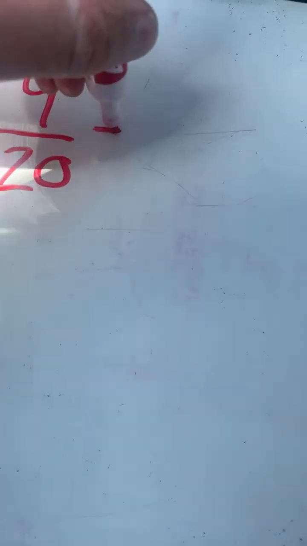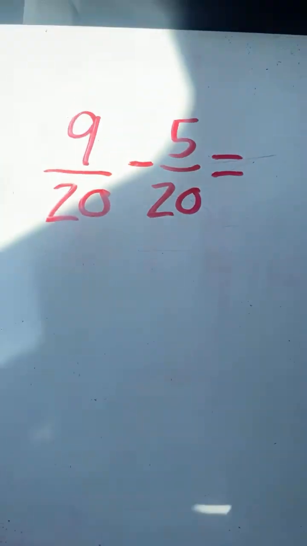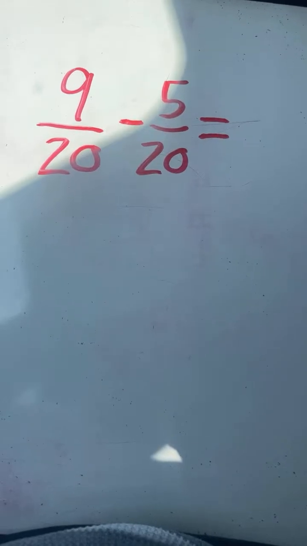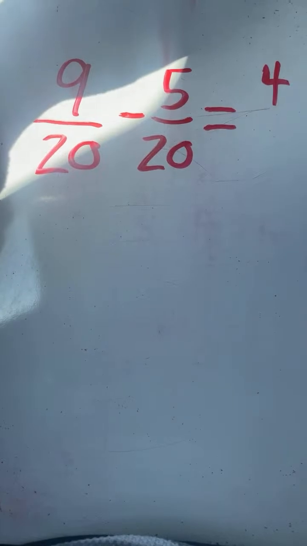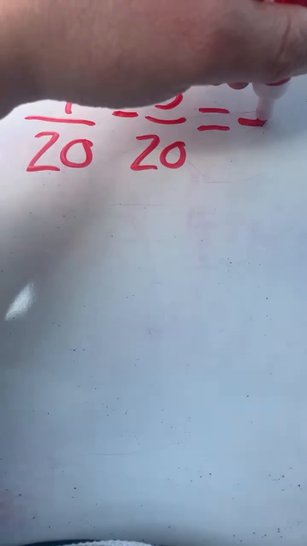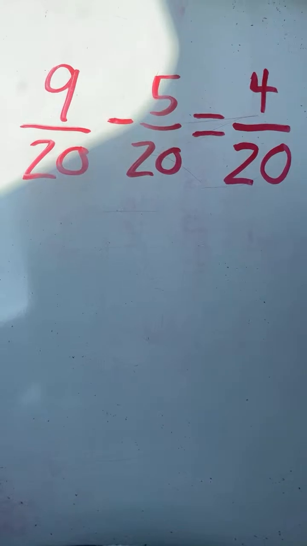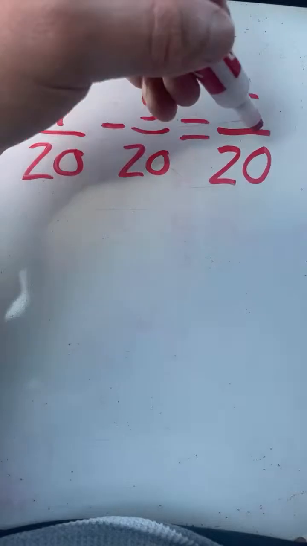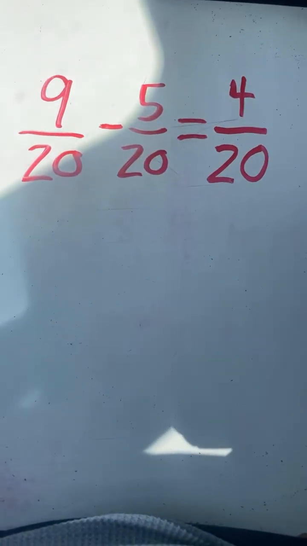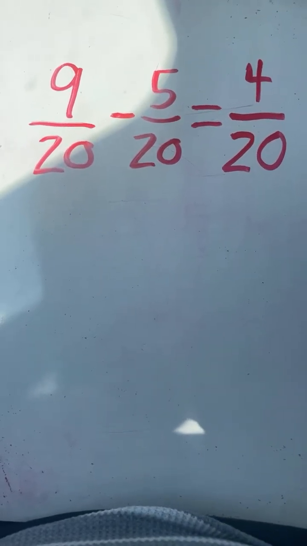9/20 minus 5/20. Step 1, we subtract our numerators. 9 minus 5 equals 4. Step 2, we keep our denominator the same. The denominator is 20 in both fractions we're subtracting, so it will be 20 in our answer. 9/20 minus 5/20 equals 4/20. Now, this fraction can be reduced to lowest terms, but again, reducing fractions to lowest terms, I'm going to save that for another video.